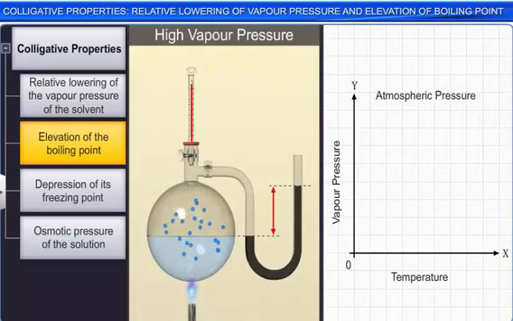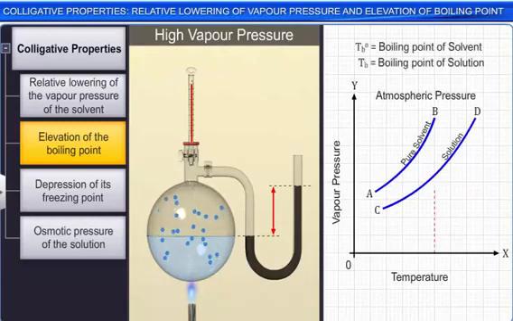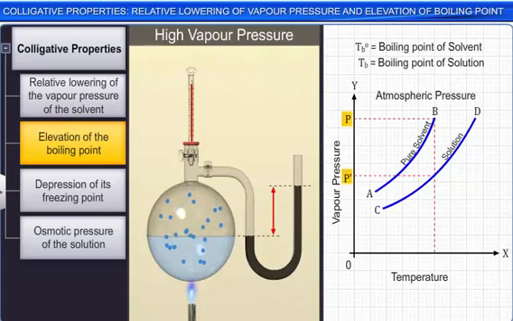Let us discuss the elevation in boiling point on the basis of curves showing the variation of vapor pressure of pure solvent and solution as a function of temperature. You know that at any temperature, the vapor pressure of a solution containing a non-volatile solute is less than that of the pure solvent. Therefore, the curve corresponding to the vapor pressure of the solution lies lower to that of the pure solvent.